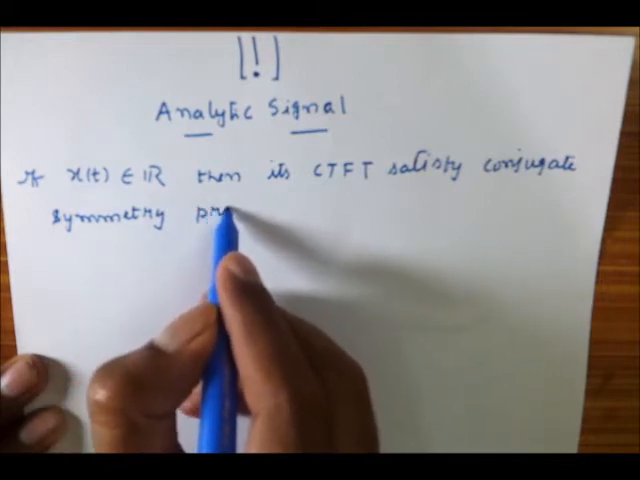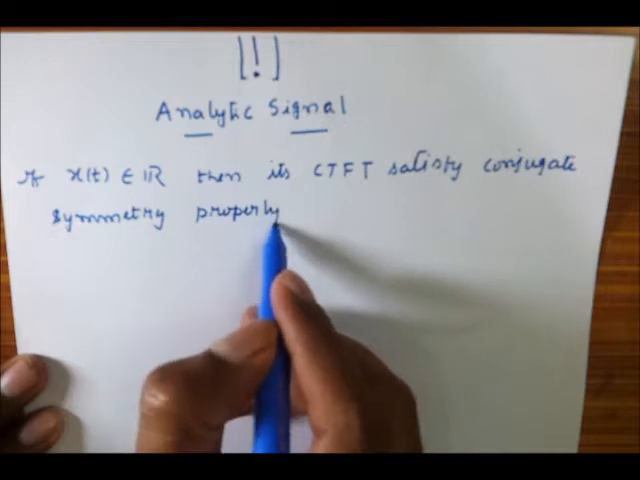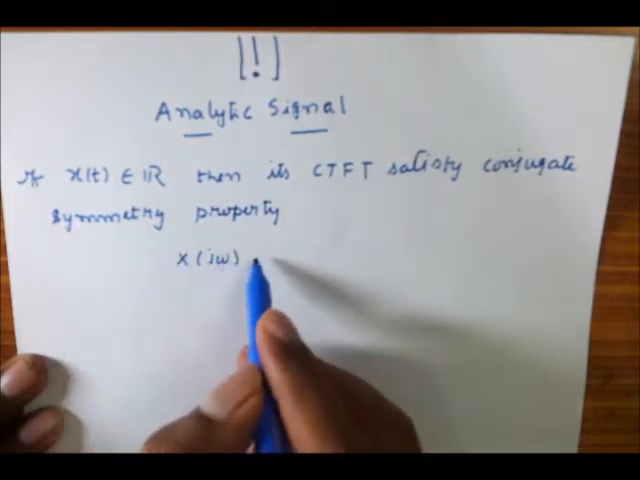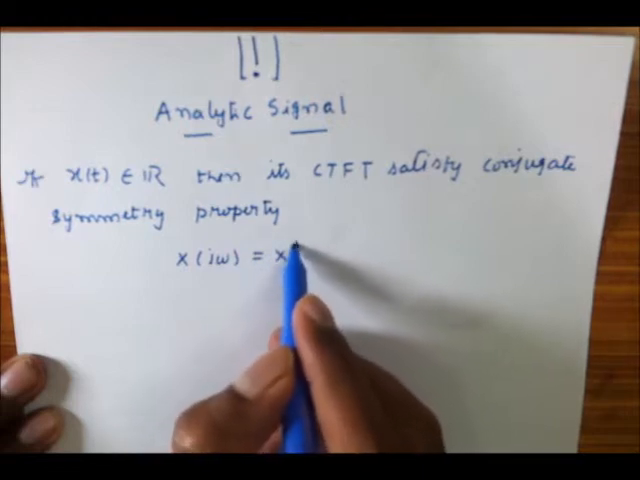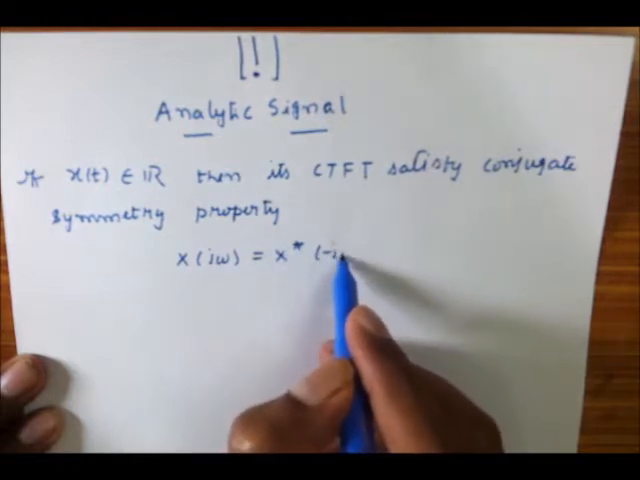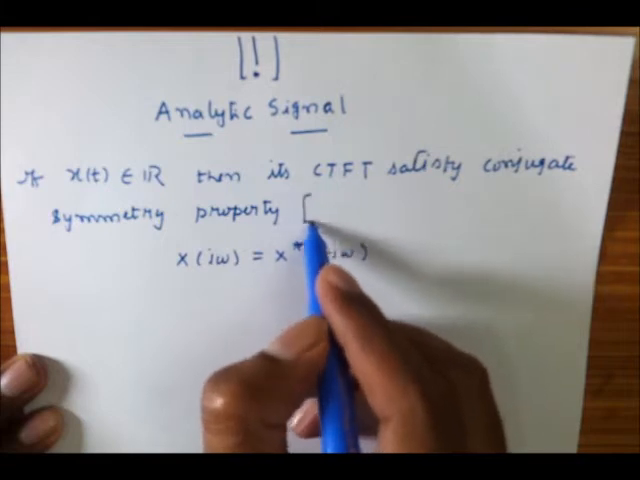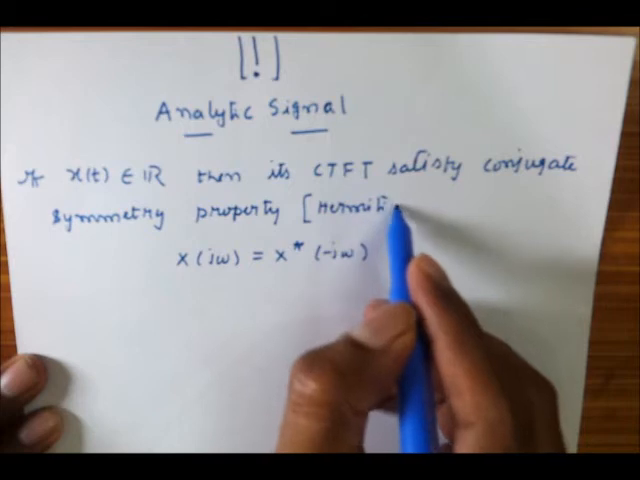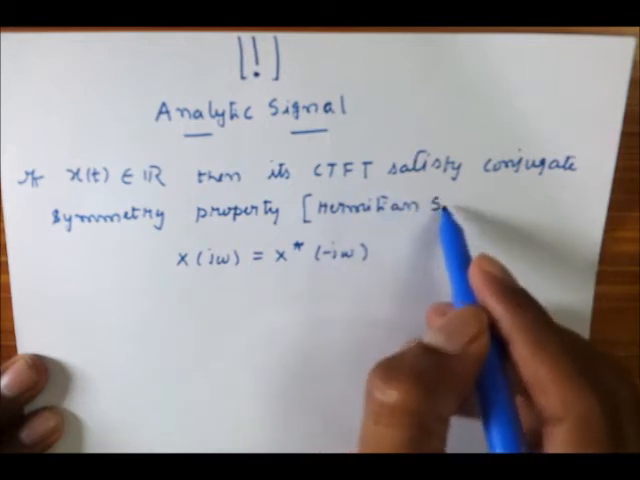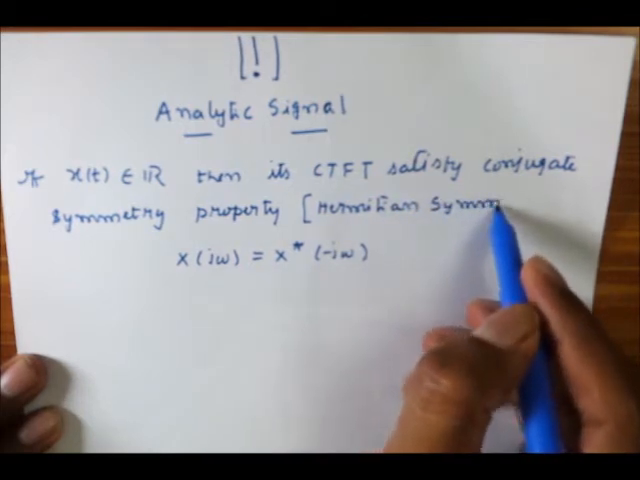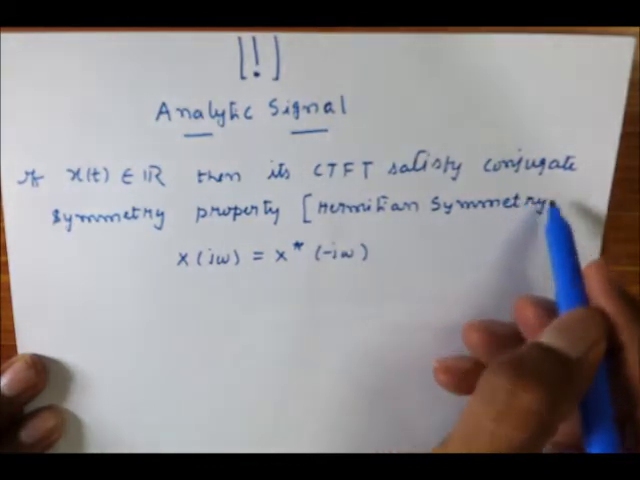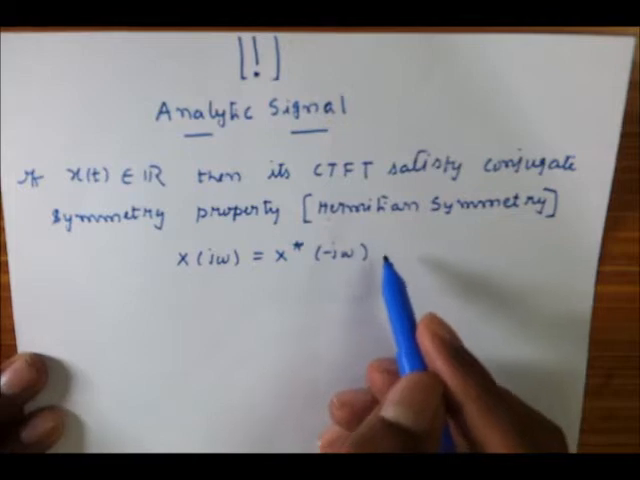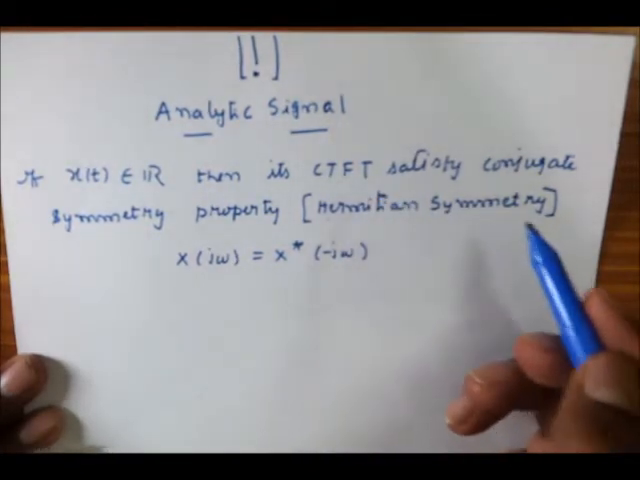So what does that mean? The Fourier transform will look something like this: X of j omega will be equal to x star of minus j omega. Some people call it Hermitian symmetry also, but both are the same for us. Hermitian symmetry or conjugate symmetry, both are the same. Hermite is a mathematician's name.